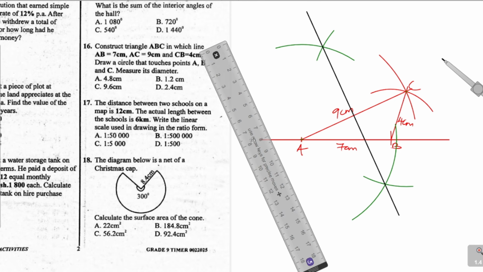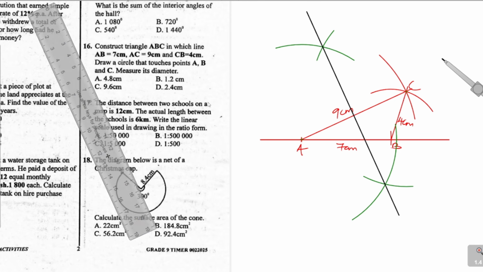Then choose to bisect another line. I'll choose to bisect the other line to be BC. Not BC, but let me bisect AB. AB is better and easier, but you can bisect any as well. You can choose the one that you like. So let me bisect AB.